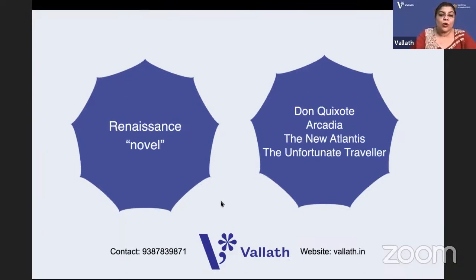So in the Renaissance period after Chaucer, there is something called Renaissance novel. Remember, guys, the novel as a genre came into being only in the 18th century. But even before that, in the Renaissance period, there is something called Renaissance novel. Do you know the important Renaissance novels? We have Don Quixote, Arcadia, The New Atlantis, The Unfortunate Traveler.